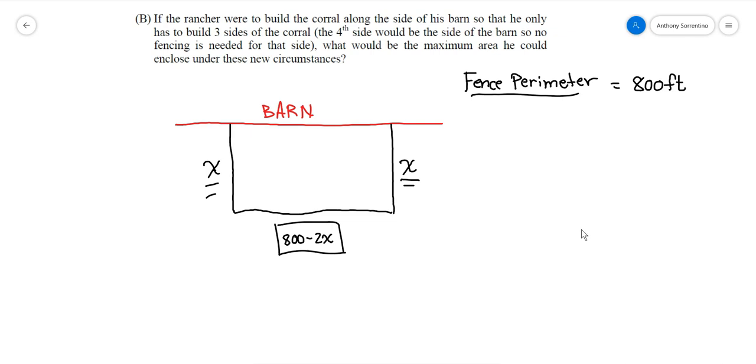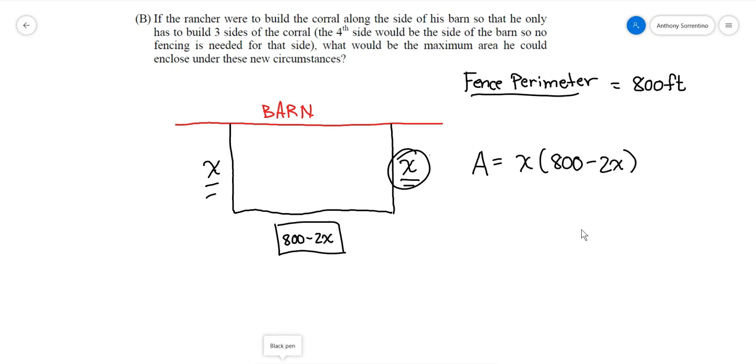So I kind of use the same principle that the three sides that I'm now building should total 800. Two of them are the same measurement, so 800 minus the total of those two sides is going to be what the third one is. And so my area for this is going to be, well, this is the one dimension, this is the other dimension, so it's going to be x times 800 minus 2x.